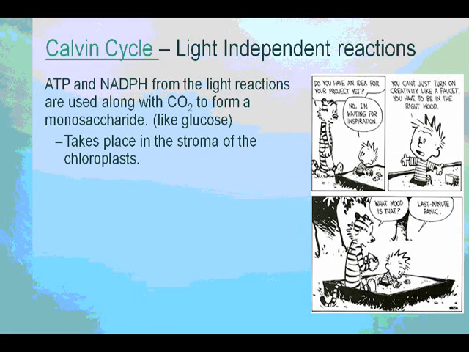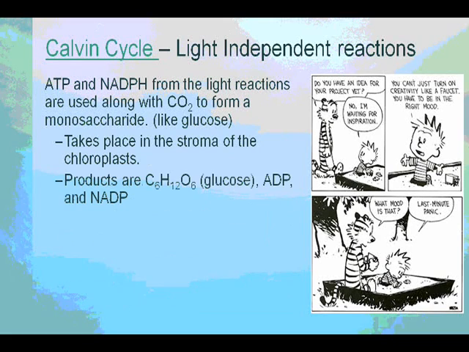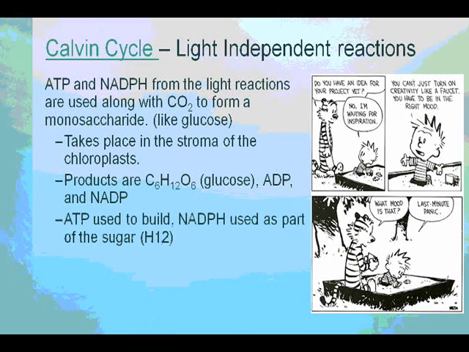That is the liquid part on the outside of the thylakoids that fills up the chloroplasts. The products here are glucose, which is C6H12O6, ADP, because we used up all of the energy from the ATP, and NADP. ADP and NADP go back to the light-dependent reactions to get more energy and more hydrogen. ATP is the energy source, and NADPH is used as part of the sugar. That's where we get those 12 hydrogens from.